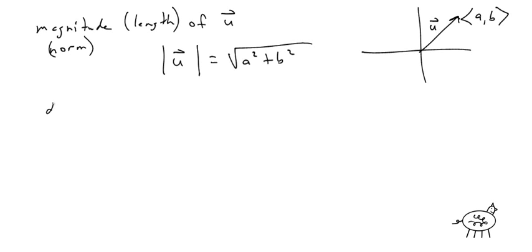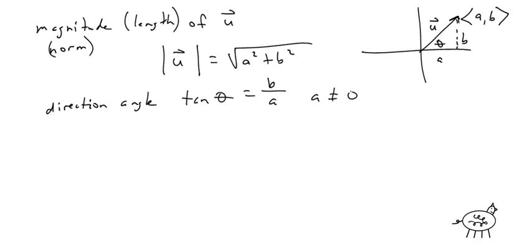The direction angle is found by tangent of theta, of course, this being theta. We know it's y over x, so in this case it's going to be b over a. And a can never be equal to 0, or otherwise it's undefined. You look at the diagram and you already know tangent is y over x, and to get the hypotenuse, it's just the Pythagorean theorem. So it's pretty easy.